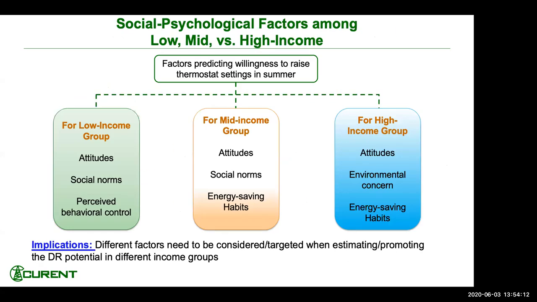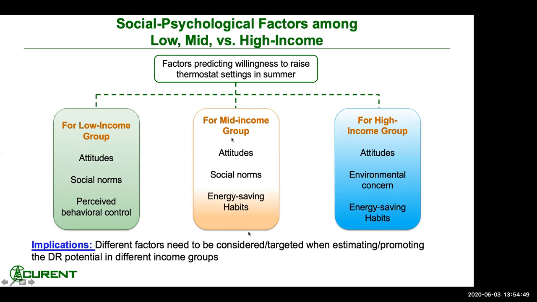So this article is also published, and I can send it to you if you are interested. It is similar to what I just analyzed, but this one particularly looks at willingness to raise the thermostat setting in summer a little bit higher, like 2 to 3 degrees, to save energy. We found that medium income and low income have similar factors, like attitude and their friends' and family's behaviors influencing them. But for low income people, their belief in their ability to change is more important. And for middle income, their energy saving habit is more important.